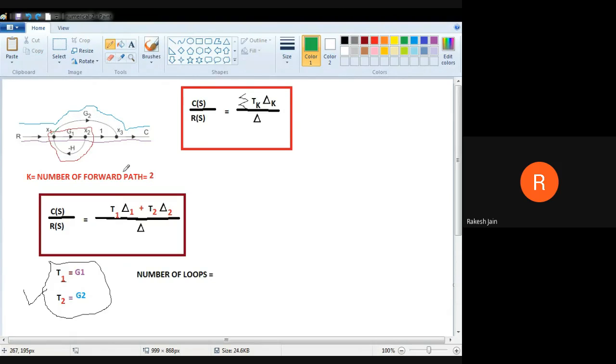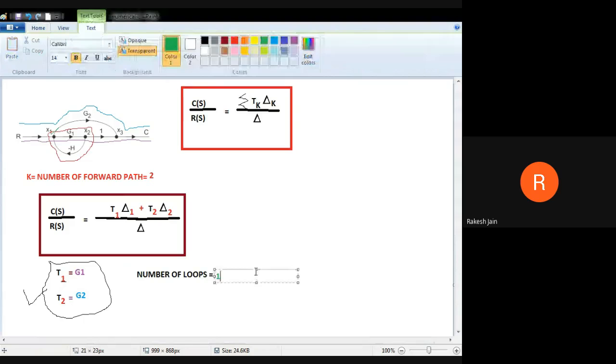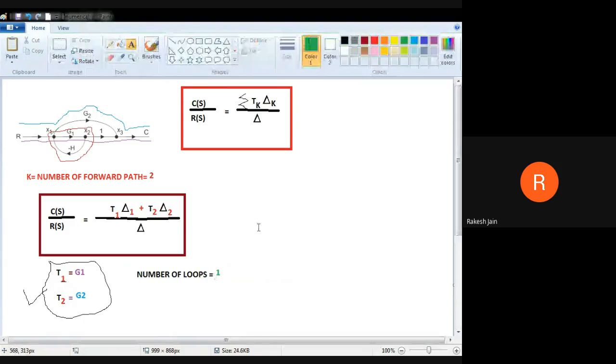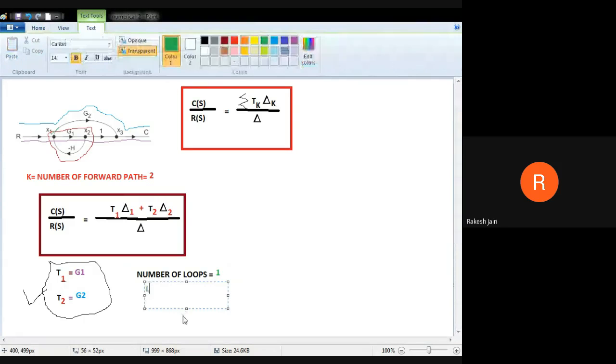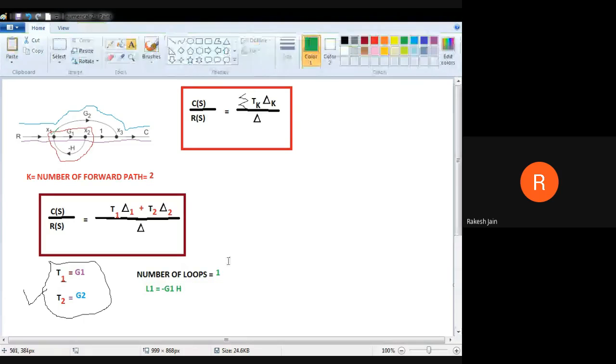So there exists only one loop, the number of loops is 1. Only one loop exists there, okay. And now the next step is to write down the loop gain. Because there is only one loop, L1 is there, and what is the gain? It is minus G1H, because G1 is with positive sign but H is with negative sign, so when we multiply these two gains, we get minus G1H as my loop gain, okay.